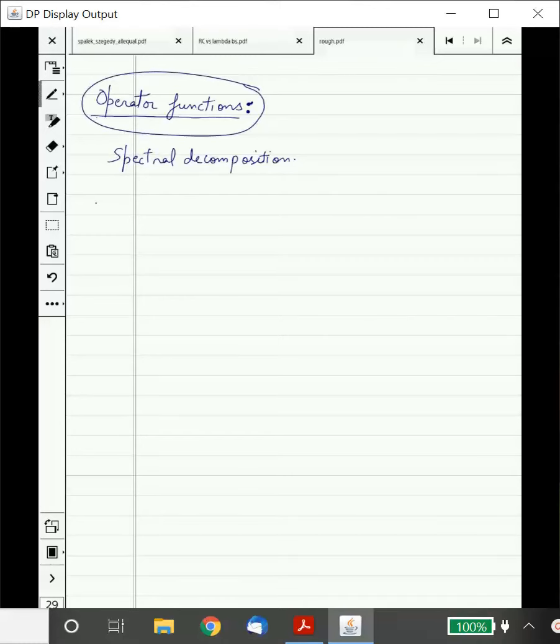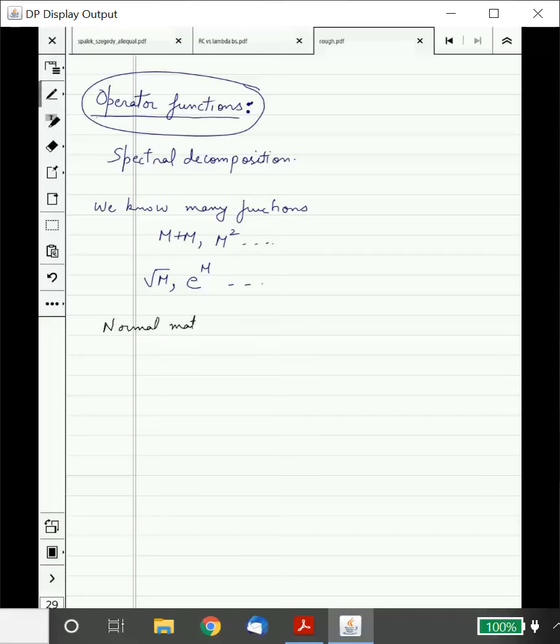We know many functions on operators already. You can define M plus M, you can define M square, and so on. Someone might ask, can you define this? Can you define this? And so on. At least for normal matrices, spectral decomposition gives a very easy way to define these functions on operators.